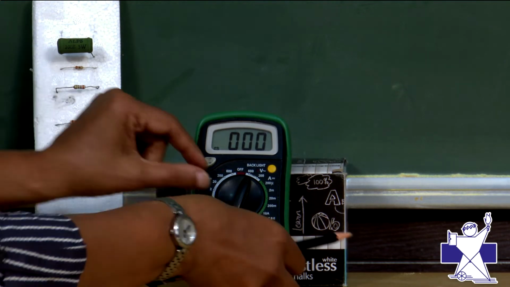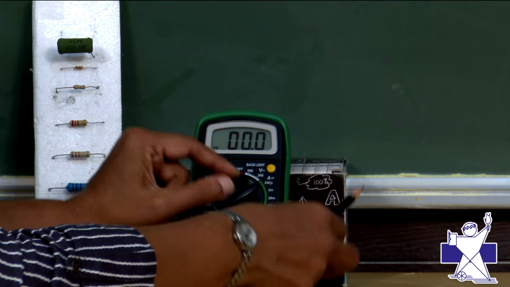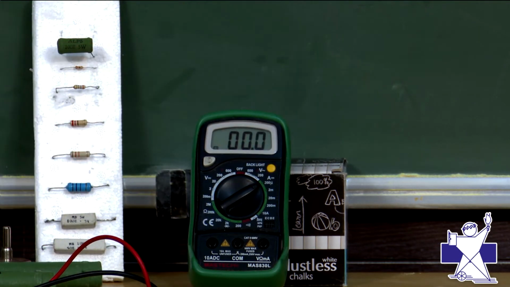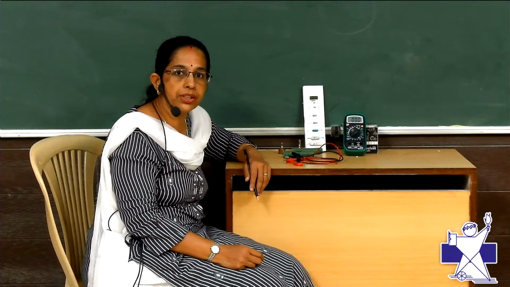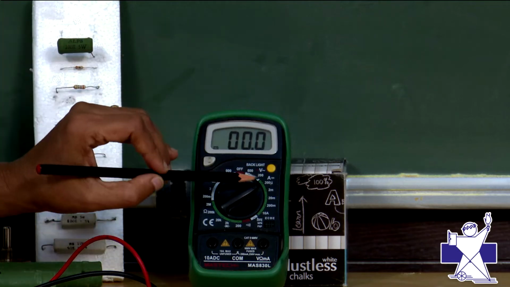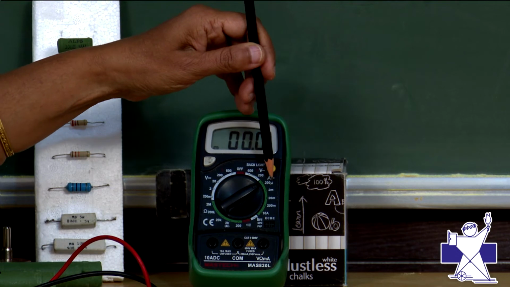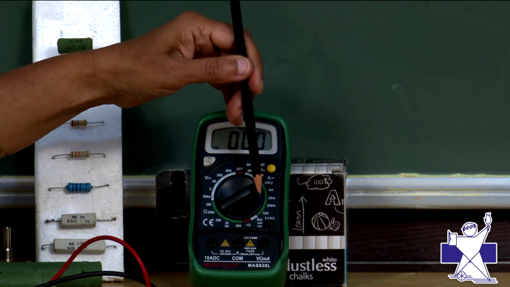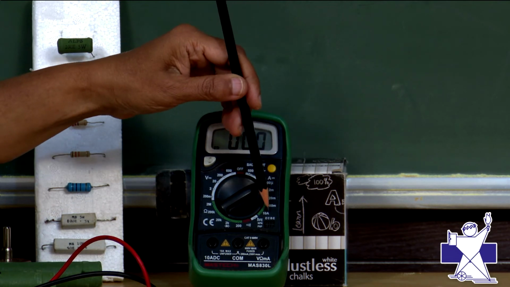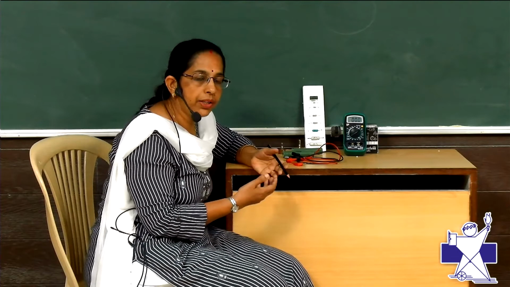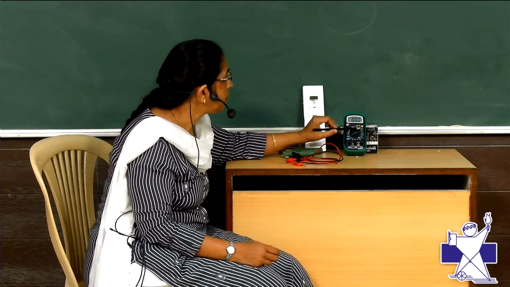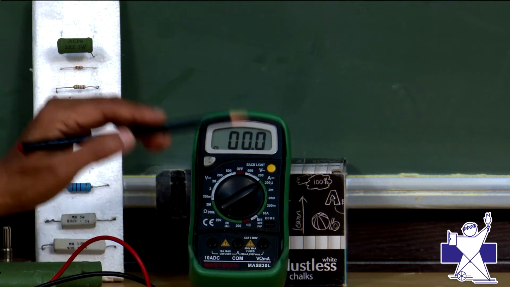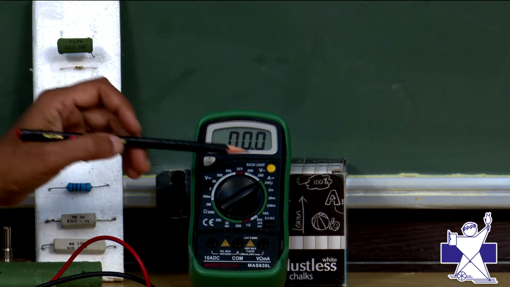Now I am changing the band, come to the green color. Here you have A written. That means you can measure ampere. Ampere means current. So for current also you have different ranges, 200 microamps, 2 milliamps, 20 milliamps, 200 milliamps and 10 ampere. Depending upon our requirement, we can switch over from 200 microamps to the 10 ampere range. So this is about the current.